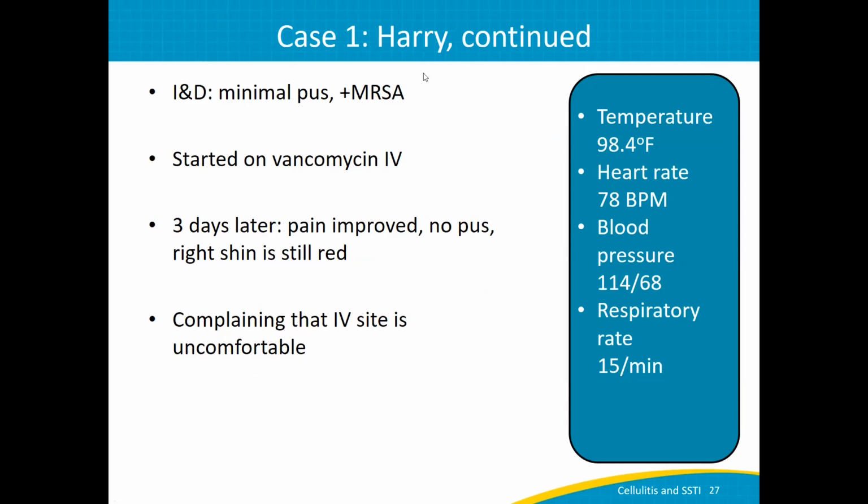Now he tells you that his IV site is getting a little uncomfortable. When you look at it, it doesn't look infected, but he still tells you that he wants it out. So at this point, what would you want to do with Harry's antibiotics? Would you want to keep him on vancomycin, switch him to daptomycin, add some gram-negative coverage with cefepime, or switch him to an oral antibiotic?